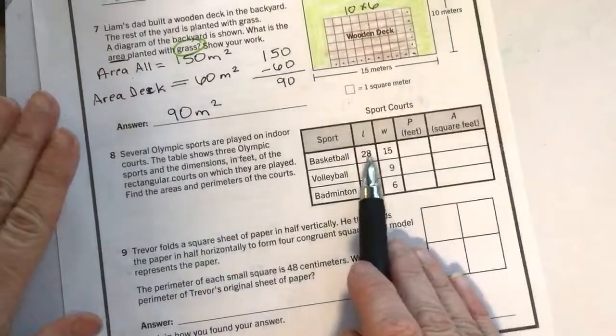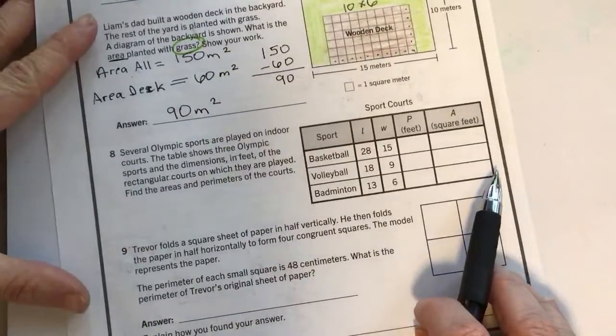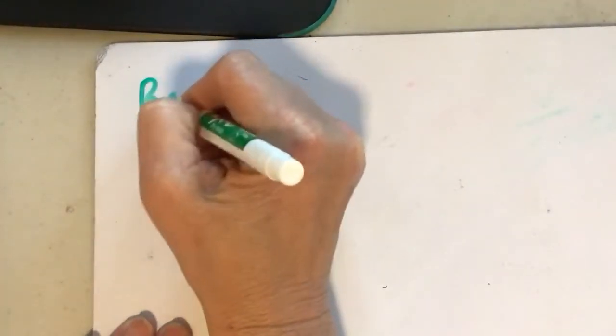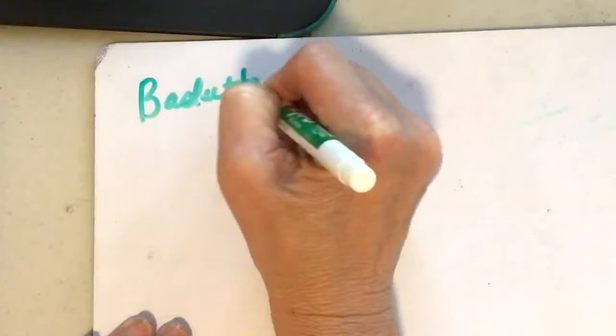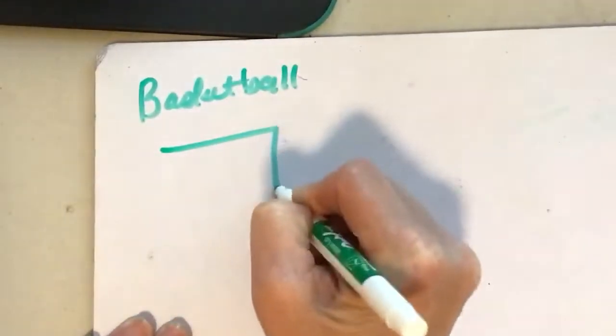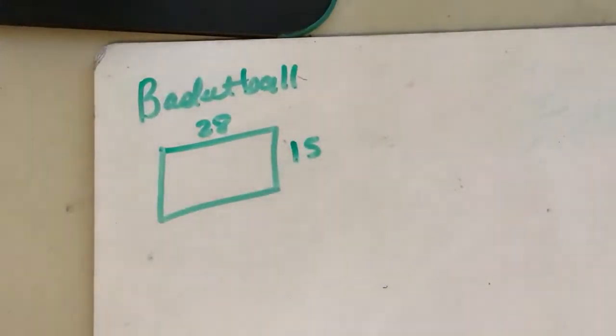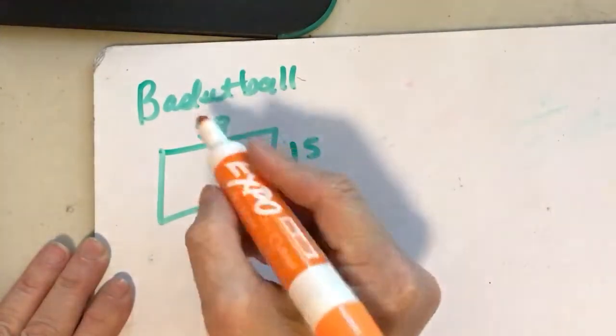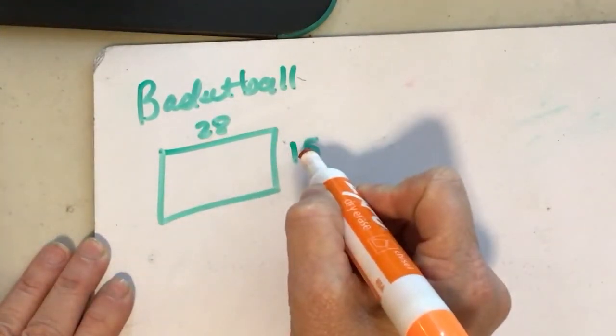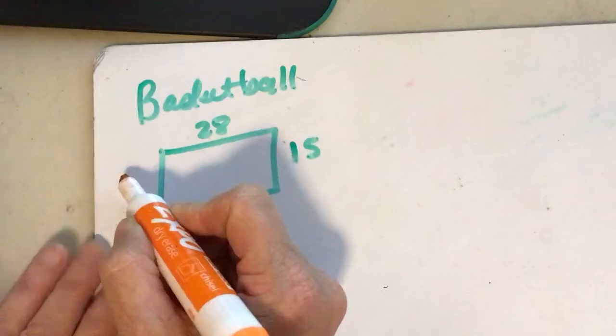All right, so if we're thinking of basketball, basketball is 28 by 15. All right, in order to figure out the perimeter, I would do 28 plus 15 plus 28 plus 15.